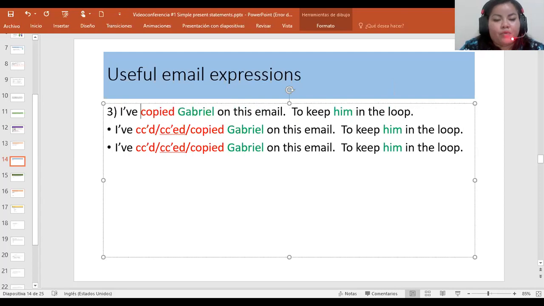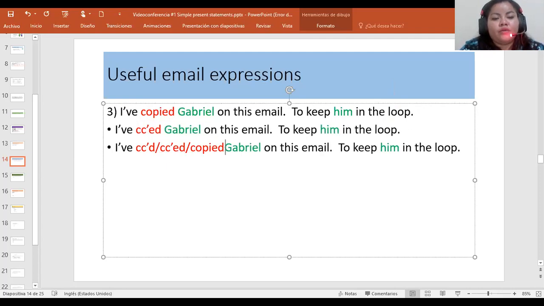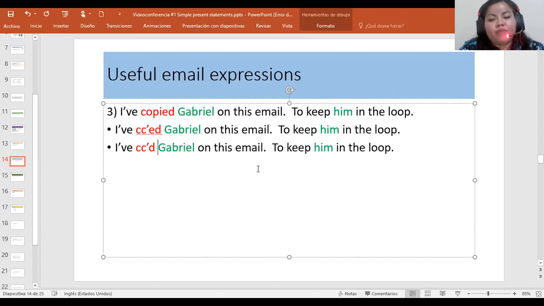Significa lo mismo. We're gonna put here. Copy. Here. Or CC. They have the same information, okay? I have copied Gabriel on this email to keep him in the loop. I have CC'd Gabriel on this email to keep him in the loop.